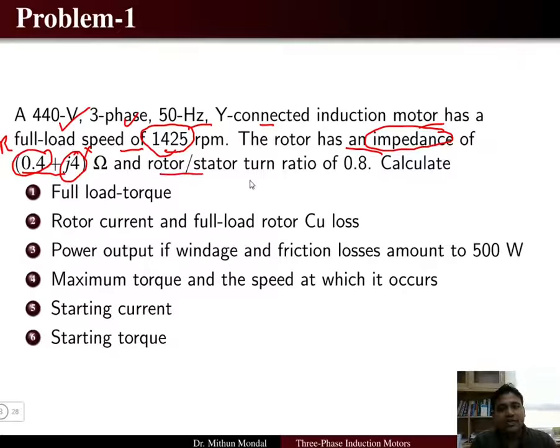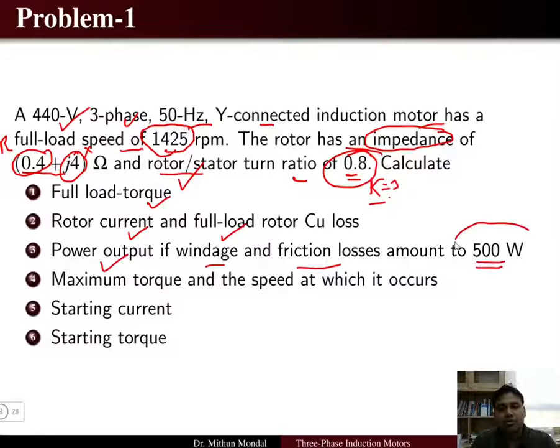The rotor to stator turns ratio is given to be 0.8. So when we need to find the transformation ratio, we have to divide the rotor to stator turns ratio, which is equal to 0.8. Now we have to calculate the full load torque, rotor current, full load rotor copper loss, and power output if the windage and the friction losses amount to 500 watt.